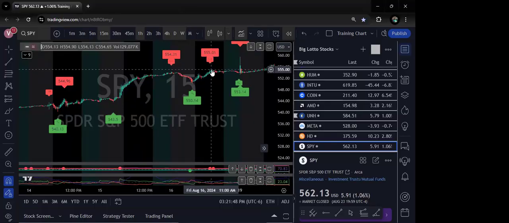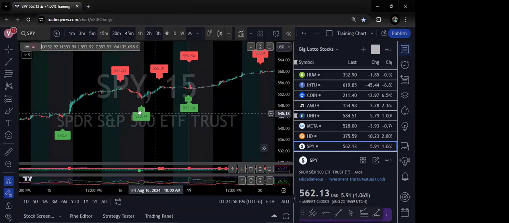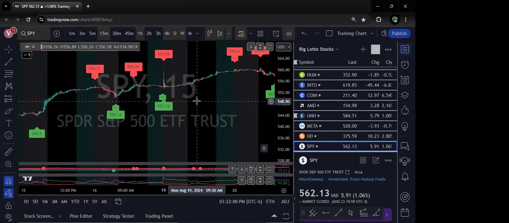So what do you want SPY to be above the next week? We need it above which level? 550. And what is our target now? 560, 570. So the next week, that's your strategy. As long as it's above 550, you're riding it up. So here it's above 550, ride it up.